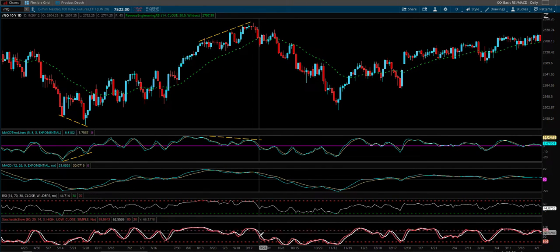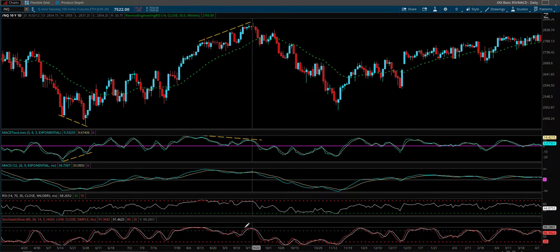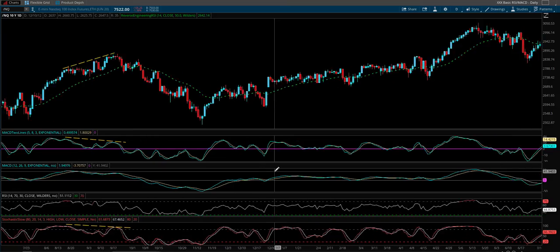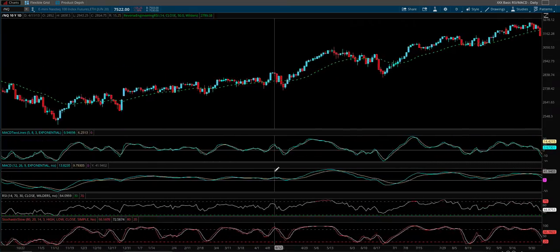Same thing with the RSI. Same thing with the stochastic. Maybe the stochastic was a little more visible. But these other two were very, very slight. And let's see what else we got.